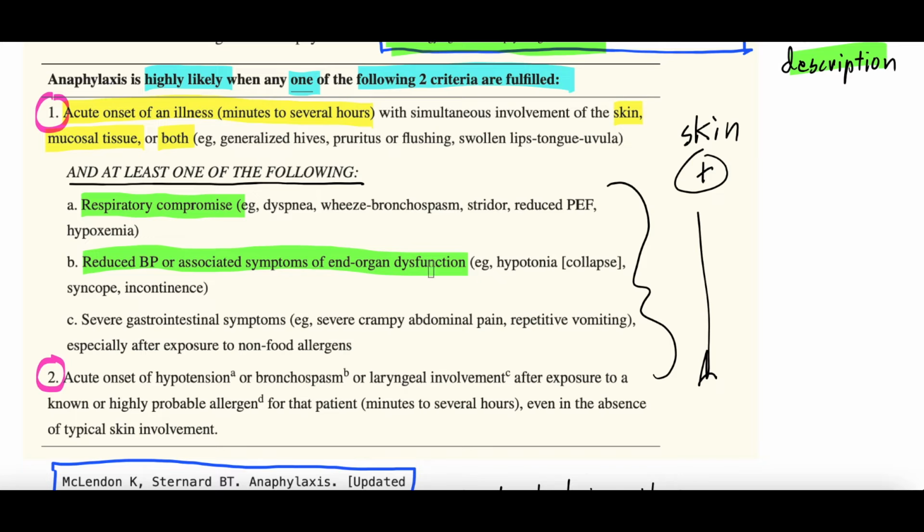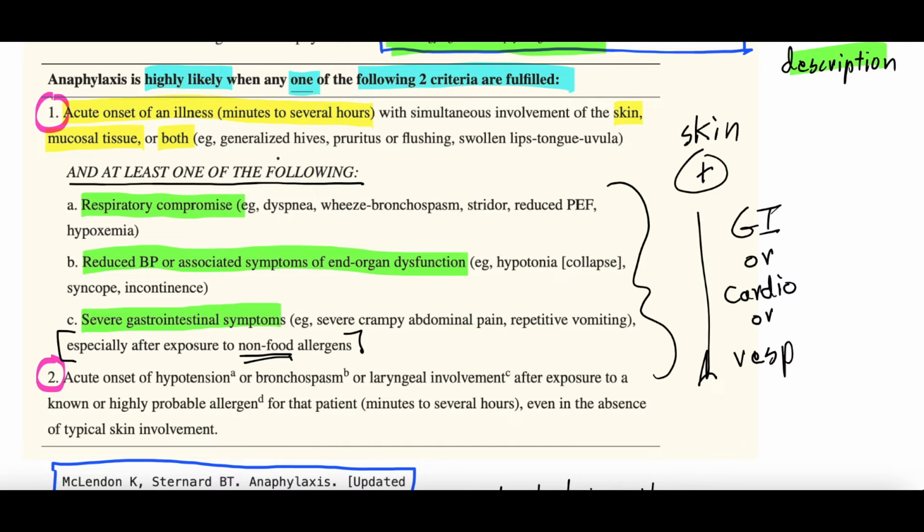blood pressure. So did they pass out or syncopize? Were they incontinent of urine? Do they have kidney dysfunction or heart dysfunction or liver dysfunction, or they're confused and not mentating? Or severe gastrointestinal symptoms, abdominal pain, vomiting. And this, again, they kind of qualify it. You see this more often after exposure to non-food allergens. But it's skin plus either GI or cardiovascular or respiratory.